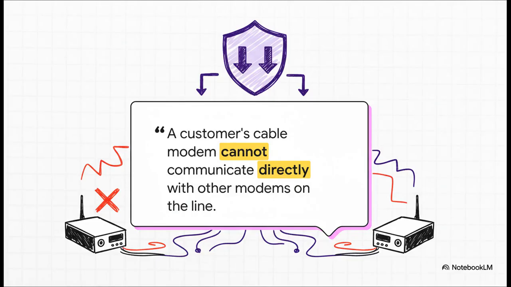But here's the thing. No matter how much this tech evolves, one core principle always stays the same, and this quote really nails it. Your cable modem can't just talk directly to your neighbor's modem. Nope. Every single packet of data, whether it's going up or down, has to pass through the CMTS. It is and always has been the absolute gatekeeper of the network.